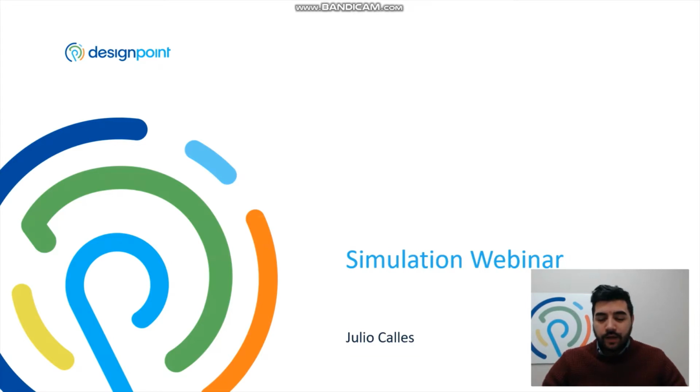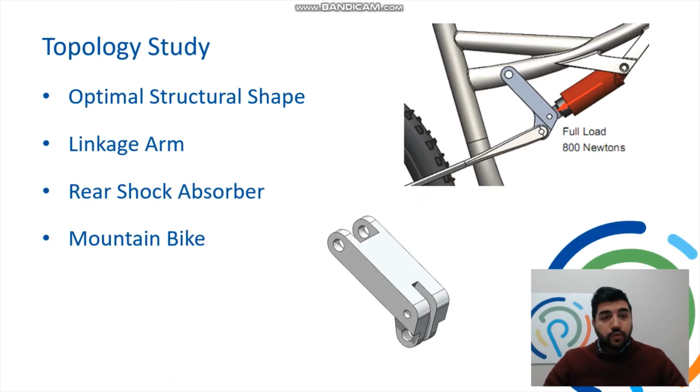Let's see what I have on today. So first we'll be conducting a topology study. A topology study is a powerful tool that comes with the SolidWorks Simulation Suite. If you have SolidWorks Simulation Professional or SolidWorks Simulation Premium, you can use this study. It will help you find the optimal structural shape of your design. For this example, I will be using a linkage arm. The linkage arm is actually part of a rear shock absorber and is mounted in a mountain bike.